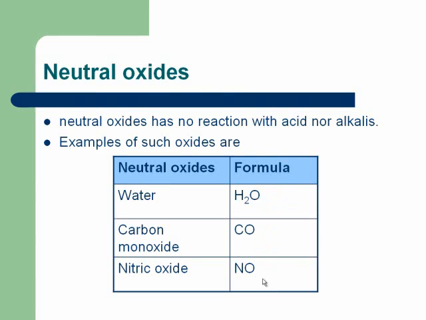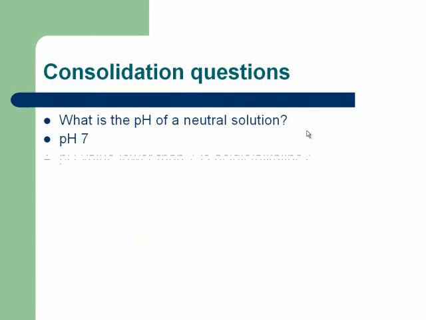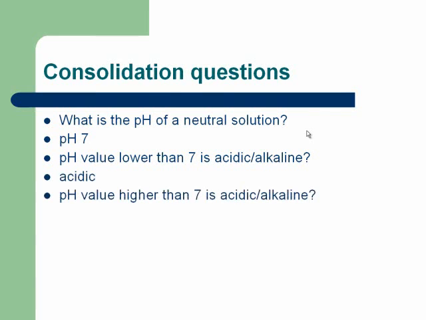These neutral oxides, they are really neutral. They don't react with acid or alkalines. Let's consolidate the lesson with some consolidation questions. What is the pH of a neutral solution? Yes, it's pH 7. pH value lower than 7 is acidic or alkaline? Yes, it's acidic. pH value higher than 7 is acid or alkaline?